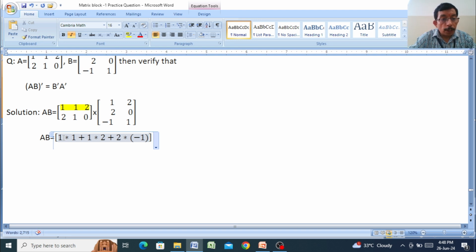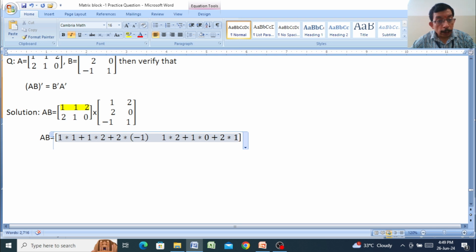Then first row multiply second column, then we get the second element of the first row. Is it clear? So first element multiply by the first element, 1 multiply by 2, plus 1 multiply by the second element. The next element of the first row is 1, and the second column, second element is 0, then 1 multiply by 0, after then plus, and the last element of the first row is 2, multiply the last element of the second row is 1, 2 multiply by 1. This is the multiplication of the first row and second column.